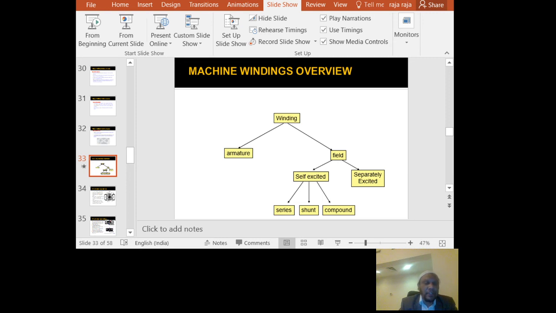So for winding, we can say armature side and field side. On the field side we classify many types: self-excited and separately excited. And self-excited can be series, shunt, and compound type. So this is the machine winding overview.